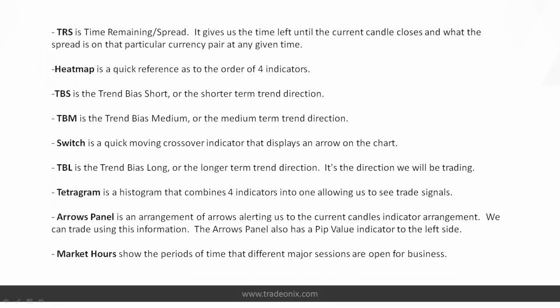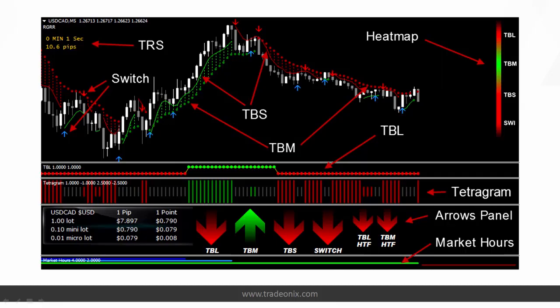The TRS, the time remaining spread. Now this gives us the time left until the current candle closes and what the spread is on that particular currency pair at any given time. If I switch back, the TRS is in the upper left-hand corner. It's the yellow line of text. It tells me how long until the current candle closes, and it tells me what the spread is on this particular currency pair.